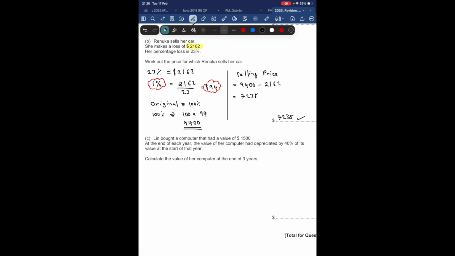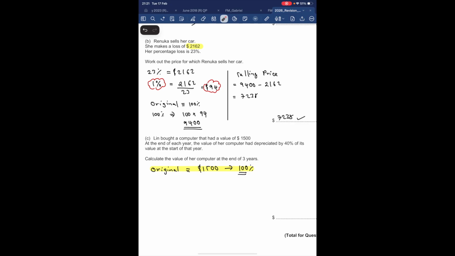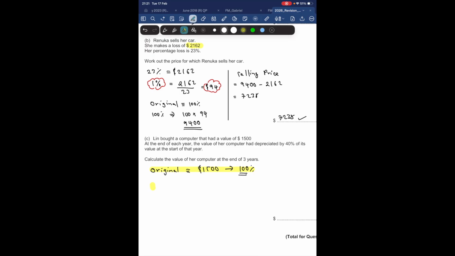So we start off by saying that the original value, which was $1,500, is always set to 100%. That's our starting point with a lot of the percentage questions. We always say that the original is 100%. Every year, the original value is decreasing by 40%. So we need to subtract 40% from 100. So 100 minus 40 will give us 60%.